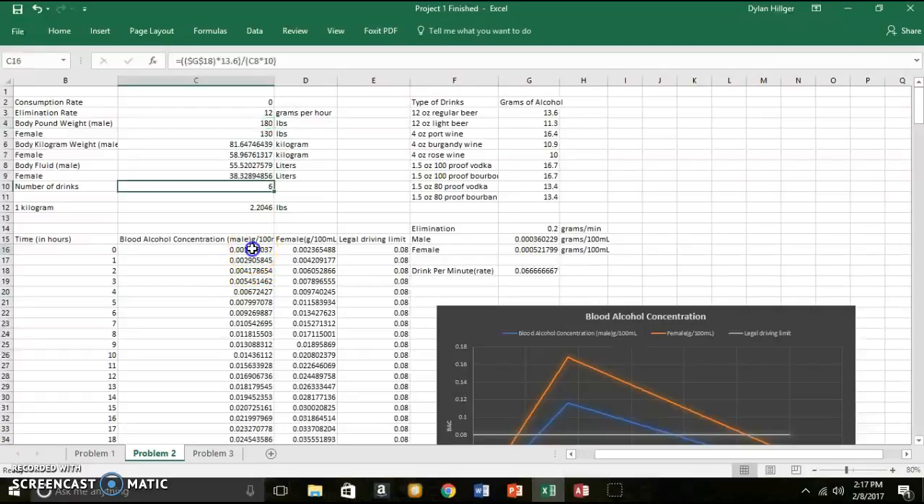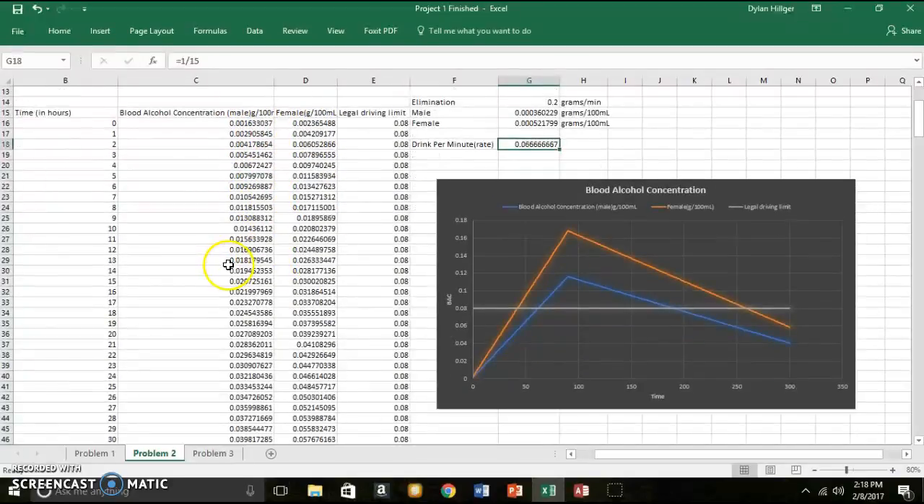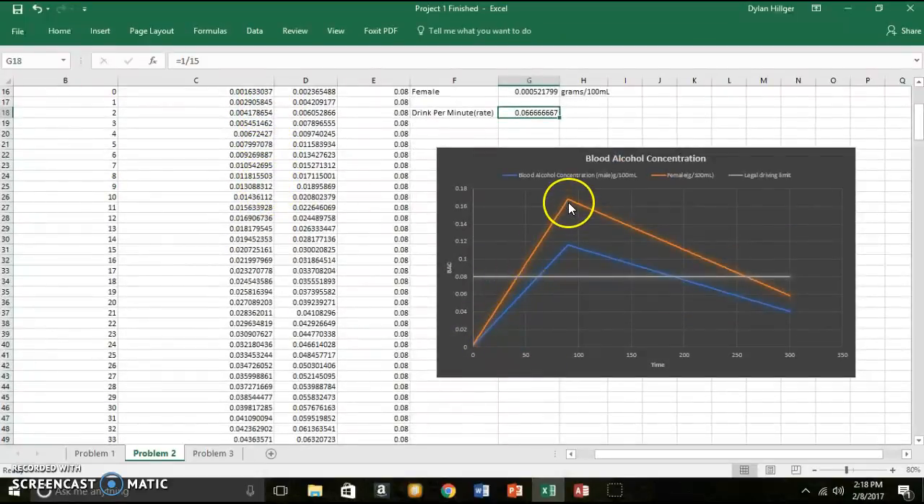The equations and everything are the same, except that we split up the drink. We took 6 drinks over 90 minutes, so that's 1/15 of a beer per minute. Each minute he or she is drinking 1/15 of a beer for 90 minutes, and then, as you can see on this graph, it stops.